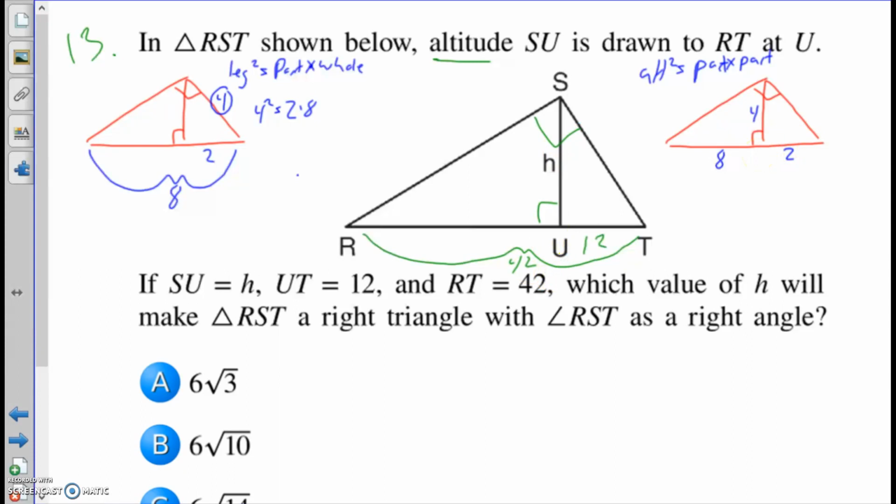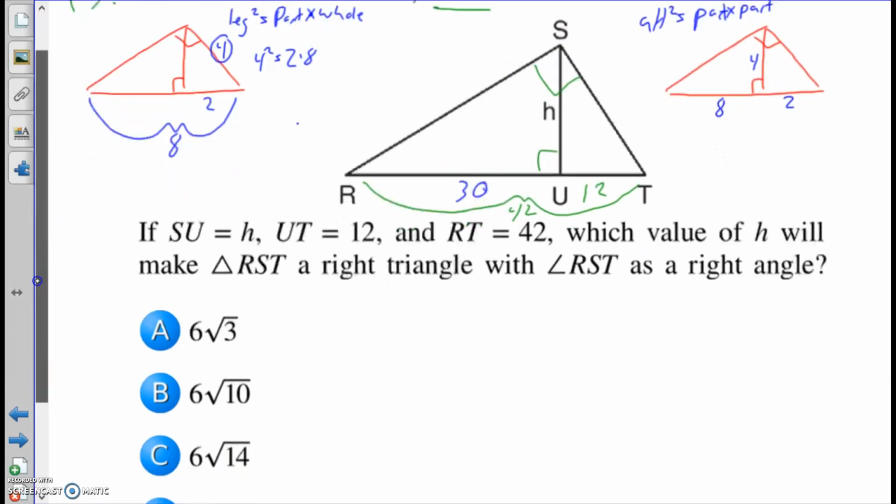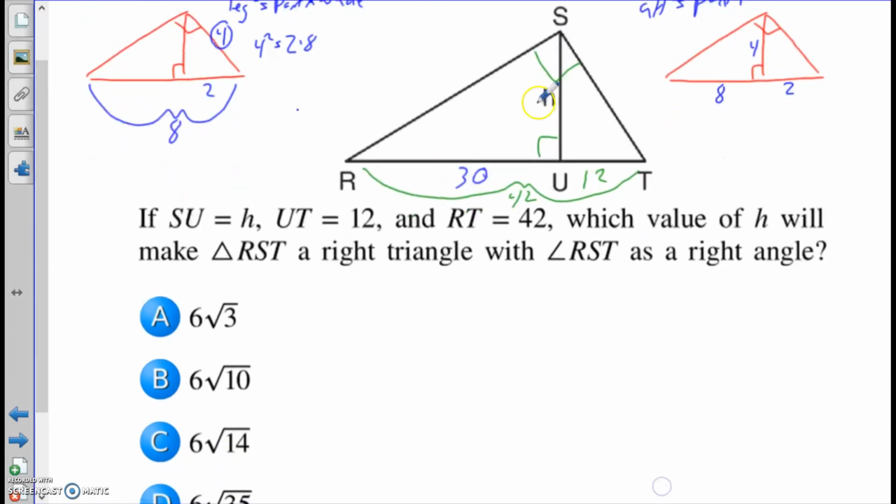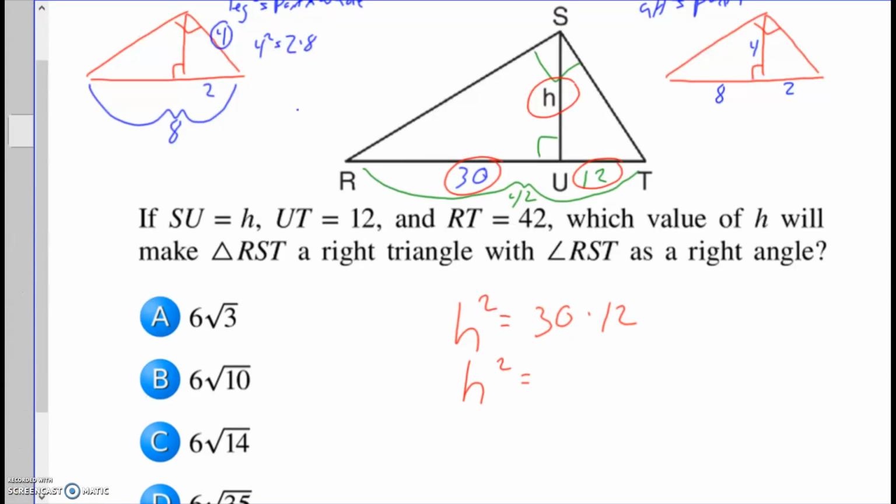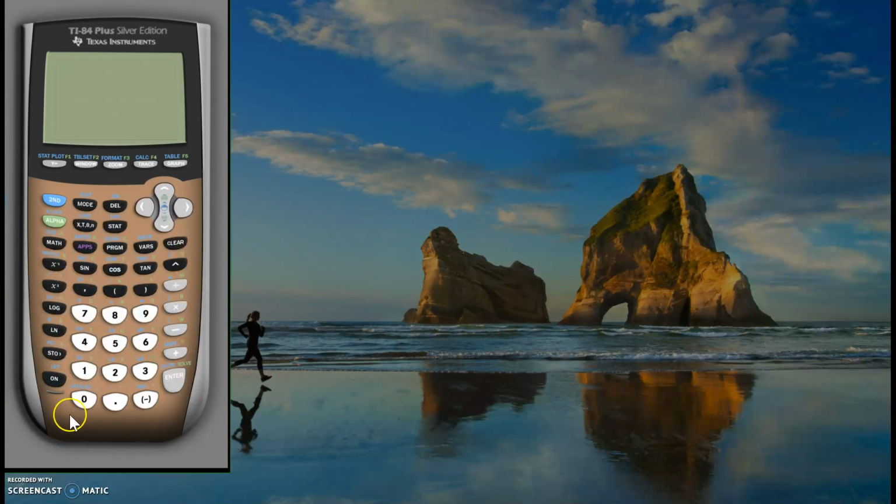Now they tell you that this whole thing is 42, this is 12. That means that this has to be 30. Now what they're saying is for this to be a right triangle, for these formulas to work, the altitude squared, which in this case is your h, would have to equal the product of the two parts down here. That would be the 30 and the 12. So h squared equals 30 times 12. And let's see what 30 times 12 is.